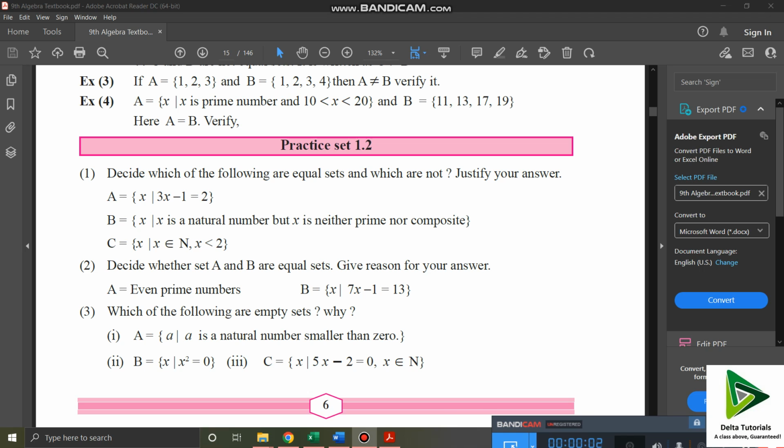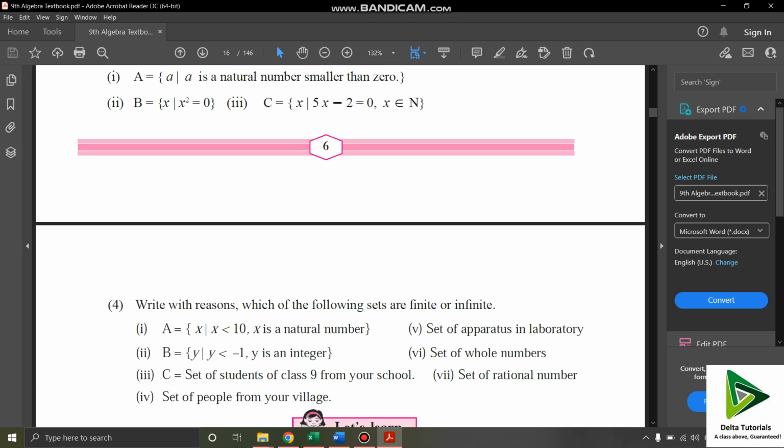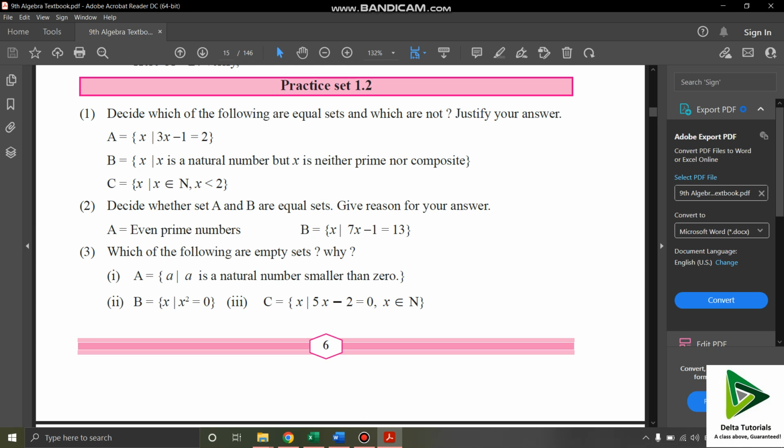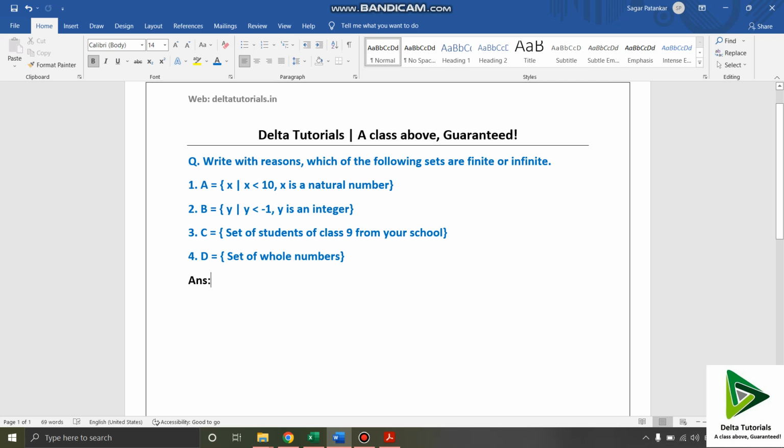Hi, in this video, we are going to study about the finite and infinite set. Means we are going to decide with the help of examples which set is finite and which is infinite. And for the sake of example, we are going to solve question number 4 from practice set 1.2. From this question number 4, I have separated some questions that cover finite as well as infinite types of sets.